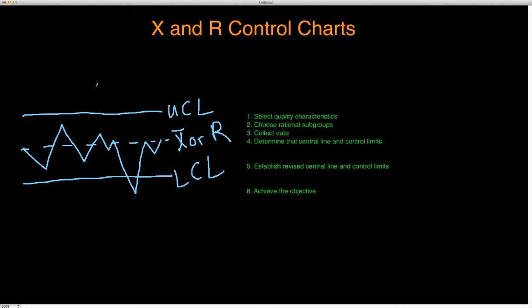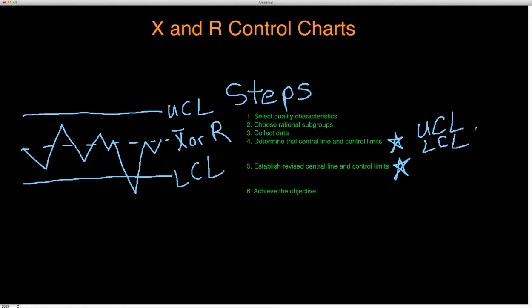In this video, we will be going over how to construct X and R control charts. Here we have our 6 steps that we are going to use to set up these control charts. And really where most of the work is within steps 4 and 5. There are several formulas that we need to be aware of that we can use to get our control limits. And we will get those control limits for the X control charts, as well as the R charts.